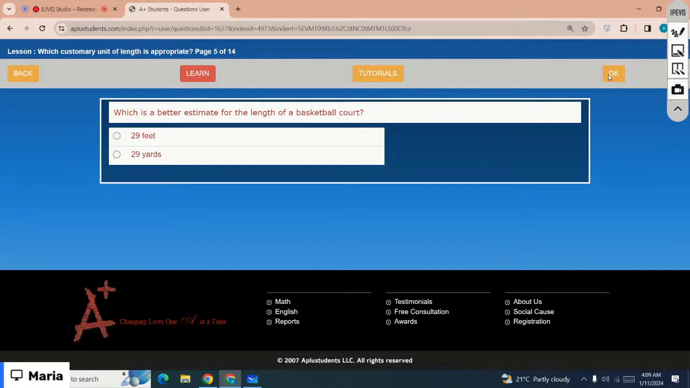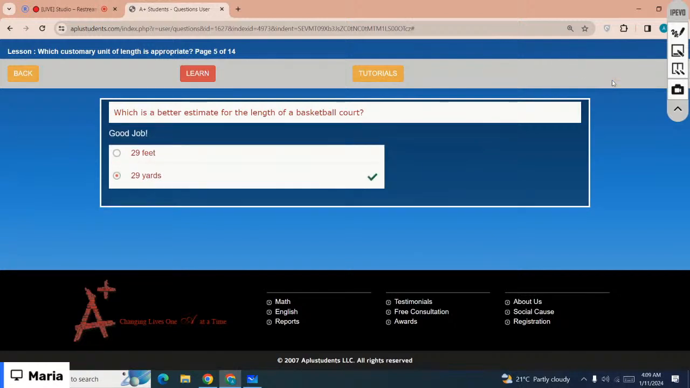The next one is which is a better estimate for the length of a basketball court. The options are 29 feet and 29 yards. Which is the correct option? A basketball court is a big space. It must be 29 yards. The correct option is 29 yards. Very good.